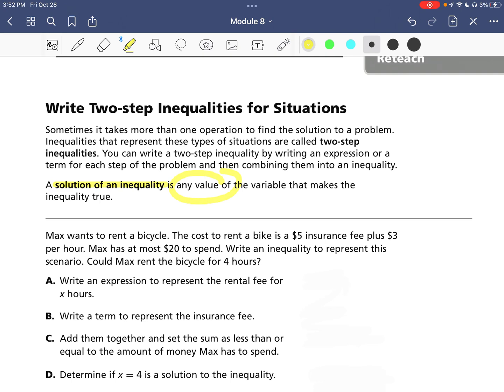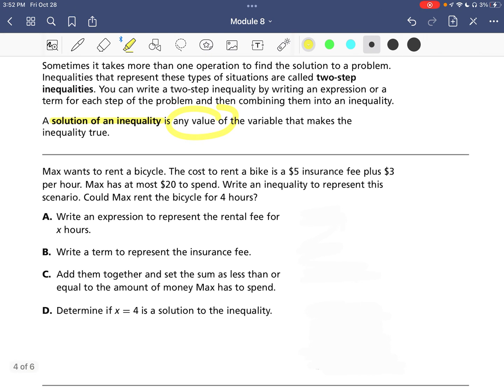Okay, so we have Max here who wants to rent a bicycle. The cost to rent a bike is a $5 insurance fee plus $3 per hour. Max has at most $20 to spend. Write an inequality to represent this scenario. Could Max rent the bicycle for 4 hours? So we're going to have two different parts to this.